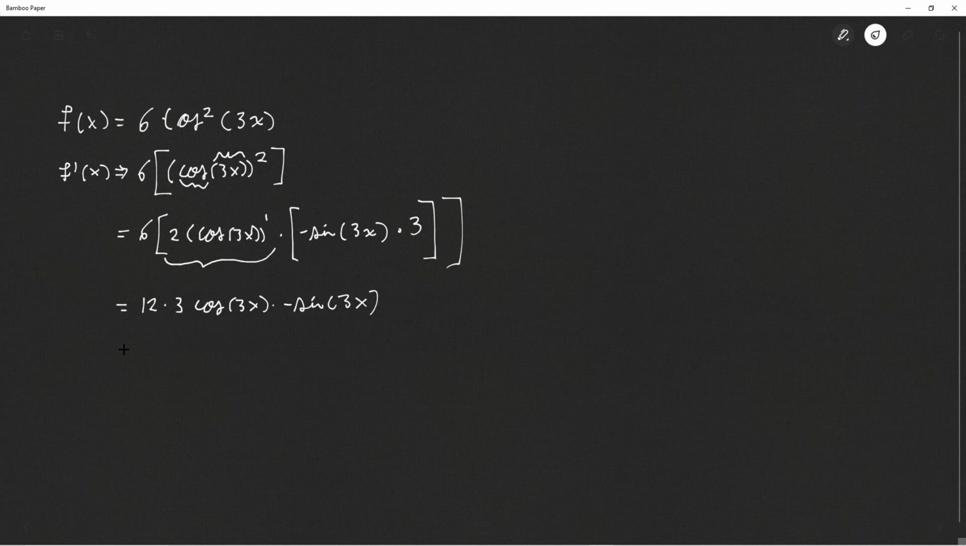So now 12 multiplied by 3 is 36, and since we have a negative in front of the sine, we can just bring that out front. So we get negative 36 cosine of 3x sine of 3x.